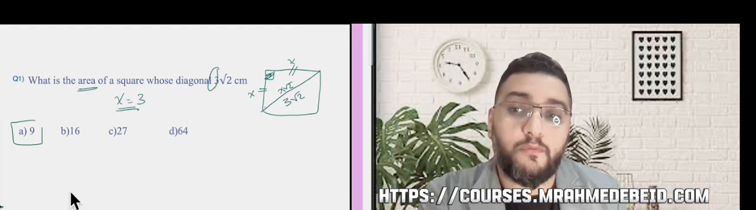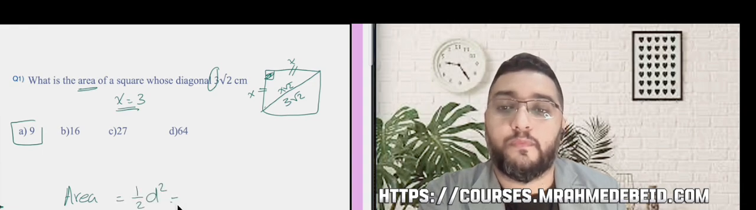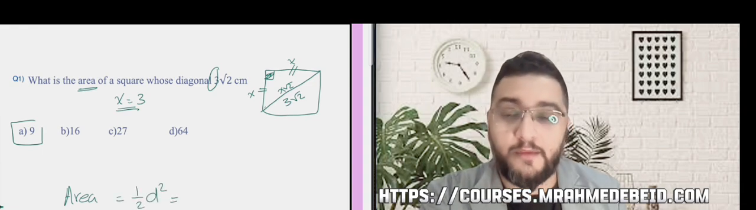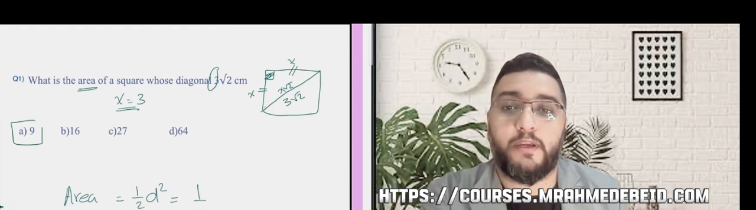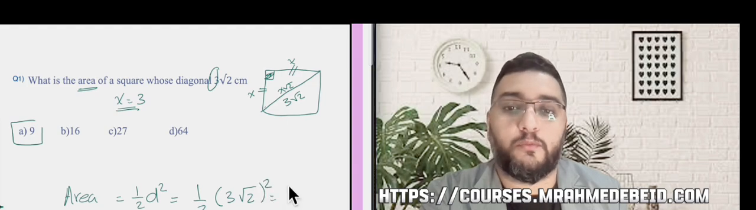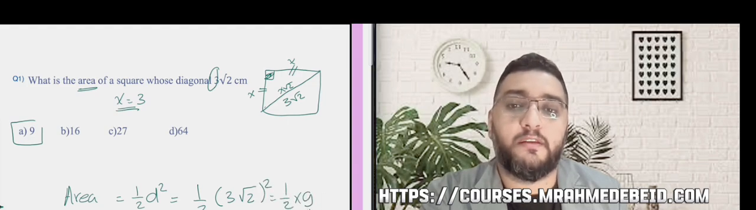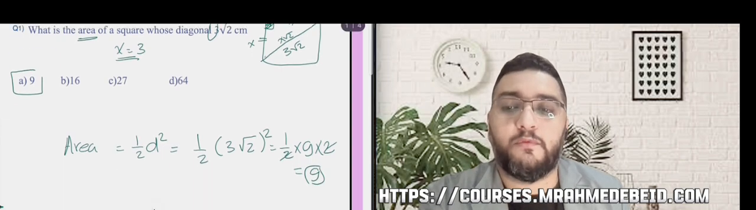Also, we have another rule for the area of the square, by the way. The area of the square equals half times d squared. You know that the area of the square is side times side, but we also have the area equal to half times d squared, so it will be half times 3 root 2 all squared. So it will be half times 9 times 2, cross 2 with the half, so it will be 9. The answer is A. Let's move to the next question.